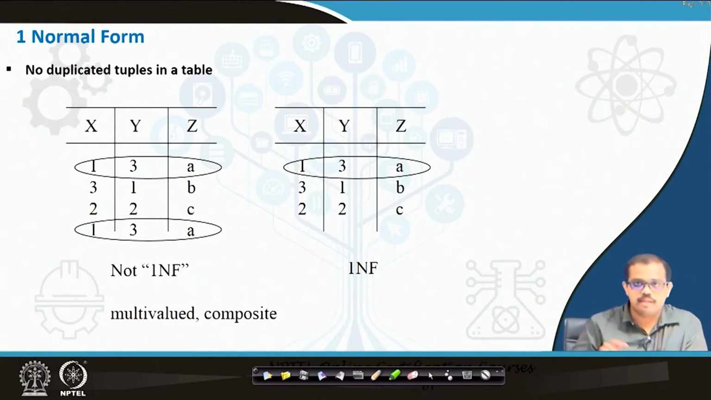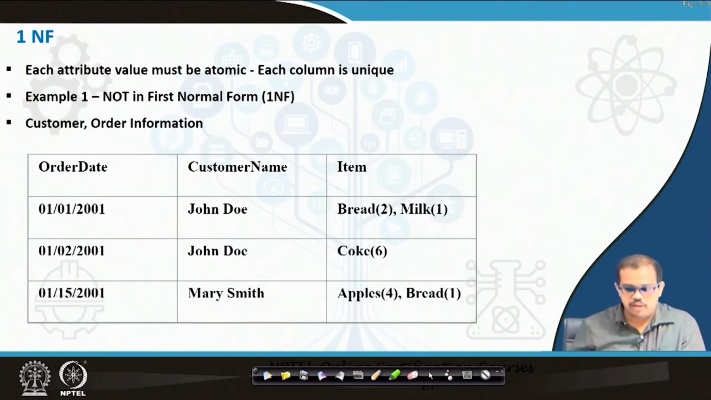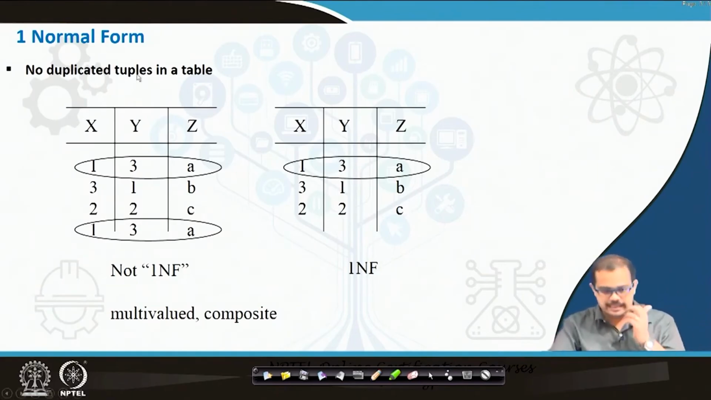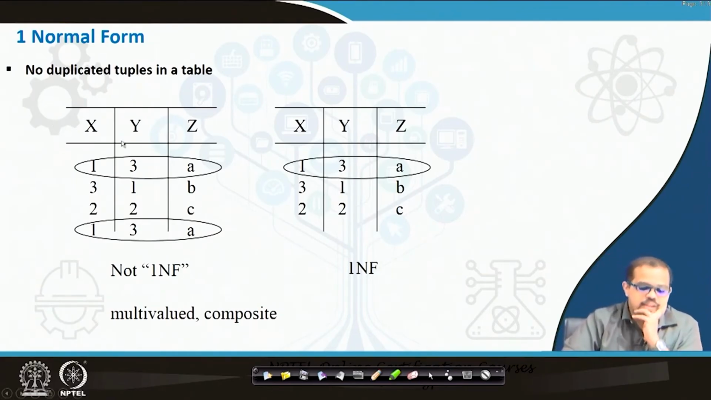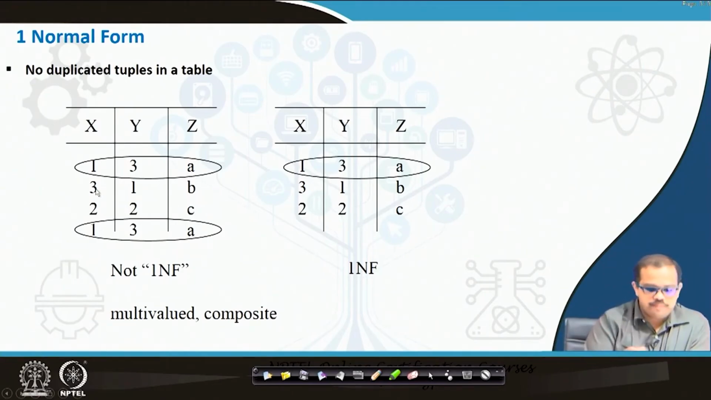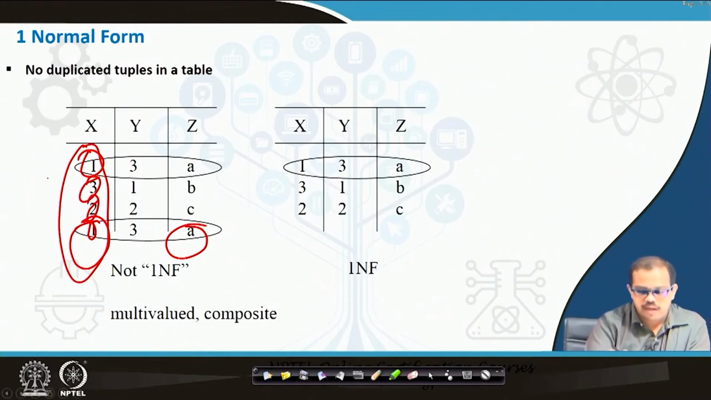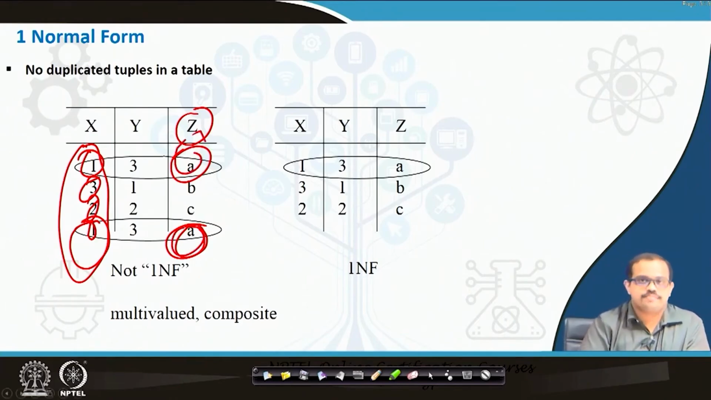So, what does atomic mean? Atomic basically means every column is unique. Let us consider this particular example x, y, z. When you are looking at each of these columns, x is 1, 3, 2, 1. Now, this particular column itself is not unique. If we consider x as a primary key and z as attribute data, the attribute data repeats and is not unique. So it is not in first normal form, it is a multi-valued function.